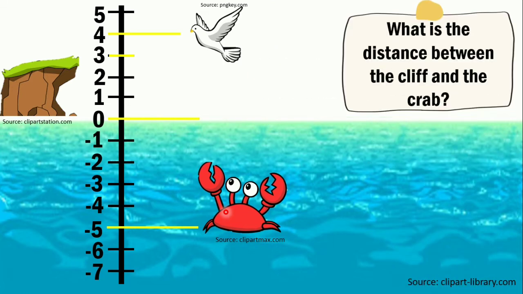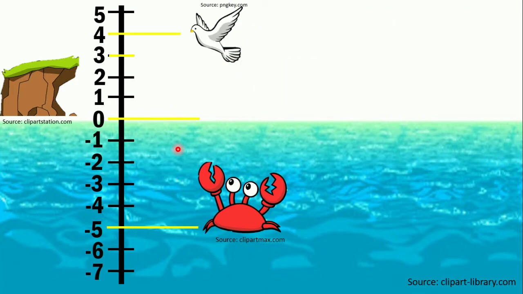Next, what is the distance between the cliff and the crab? So this is our cliff and this is our crab. So let's count. We have 1, 2, 3, 4, 5, 6, 7, 8. So we have 8 units. So it means the distance between the cliff and the crab is 8 feet.